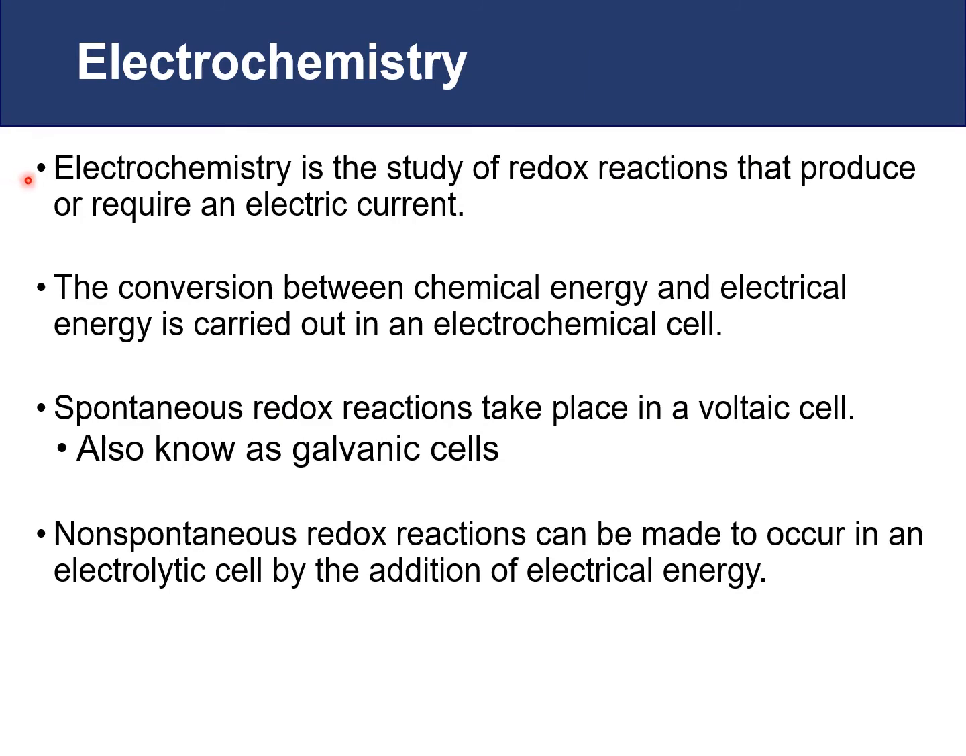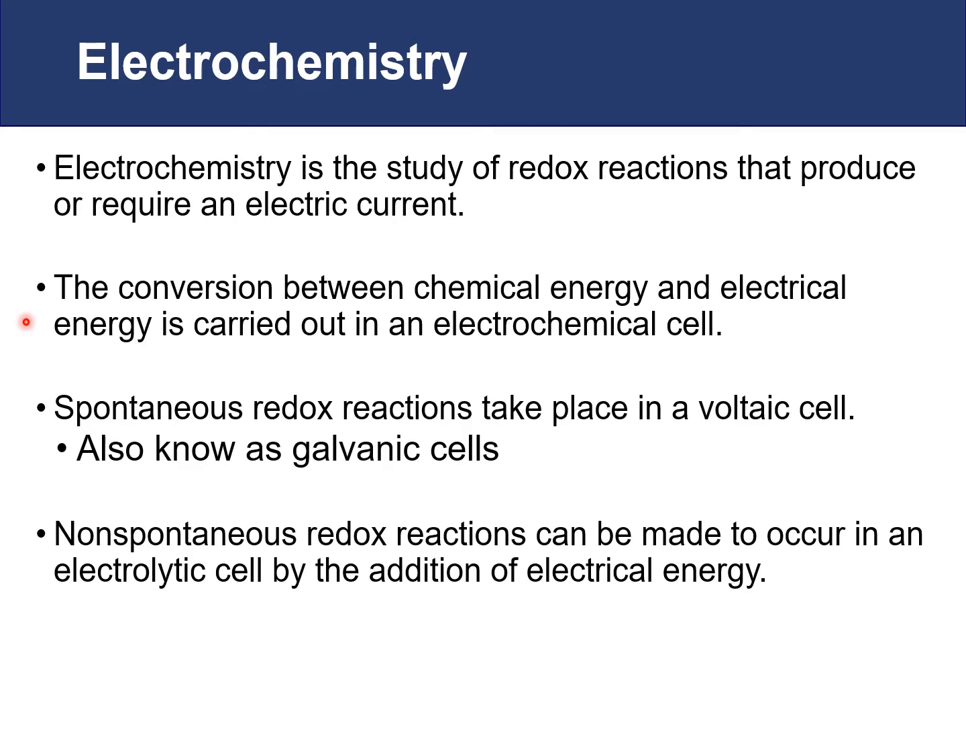Electrochemistry is the study of redox reactions that produce or require an electric current. The conversion between chemical energy and electrical energy is what is carried out in an electrochemical cell. In some cases, we can input electrical energy to drive a chemical reaction, and in other cases, we can use a chemical reaction to produce electricity that we can use to do useful work. This is the case of a battery.